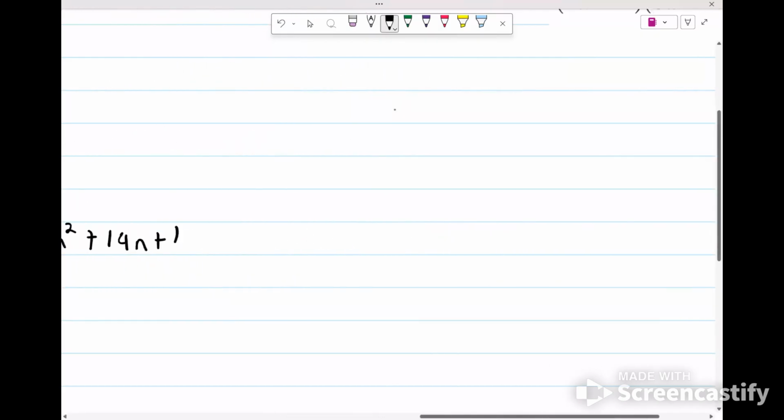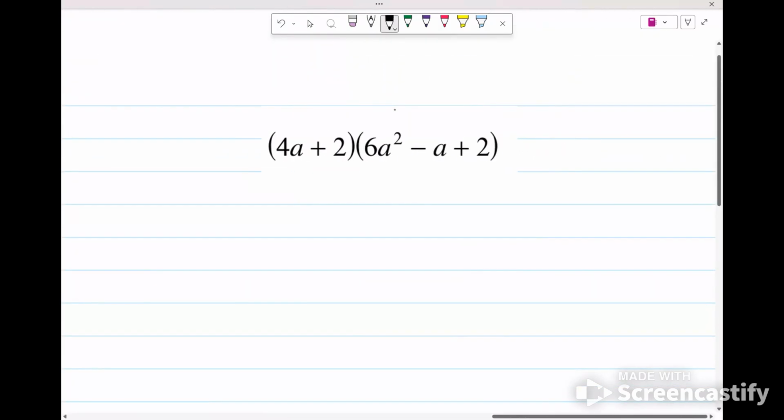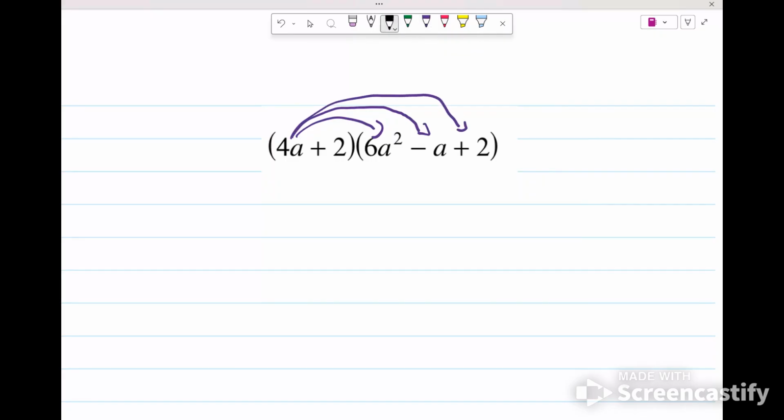So if we go to the next problem, we have this one that's a little bit longer. It could be complicated for students, especially seeing it for the first time, since they're more used to multiplying two polynomials by two polynomials. So we just do this as a FOIL method. We do 4a times 6a squared, 4a times negative a, and 4a times 2. So 6 times 4 would give us 24a, and because it's a times a squared, that would give us a to the power 3. 4a times negative a will give us negative 4, a times a will give us a squared, and 4a times 2 will give us a positive 8a.